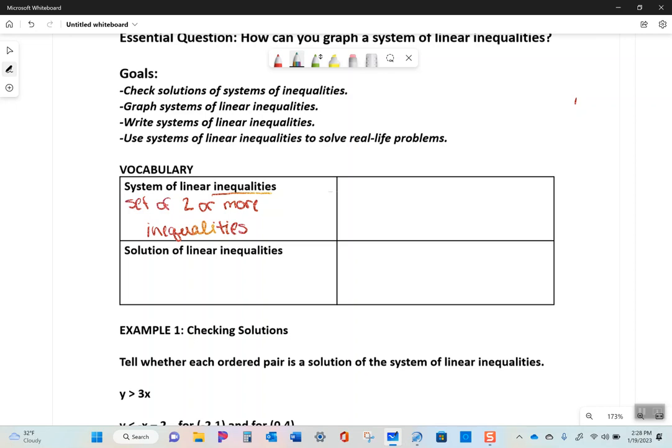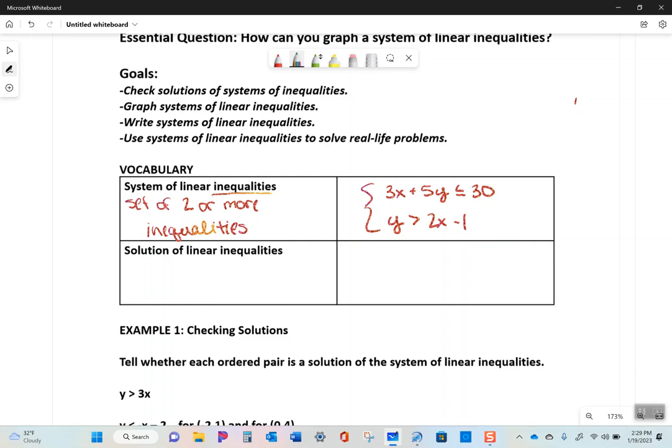Okay. So that might look something like this. 3x plus 5y is less than or equal to 30. And then our second one might be y is greater than 2x minus 1. All right, so do you guys see the similarities of inequalities versus equations? Really the only difference is that we're working in inequalities now instead of equations with an equal sign, okay?